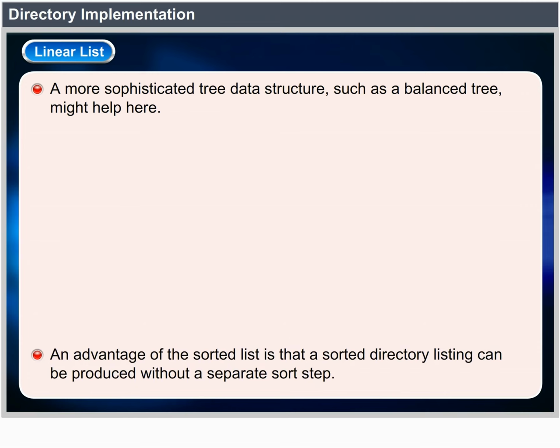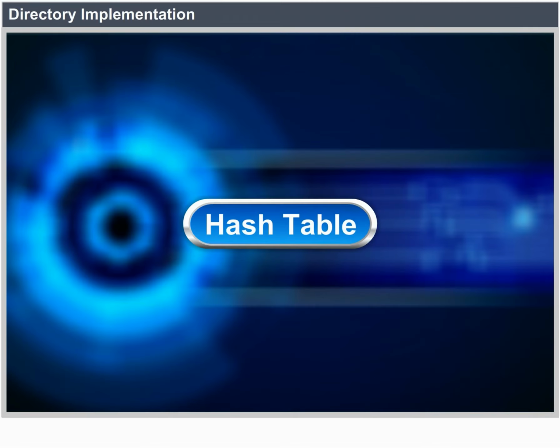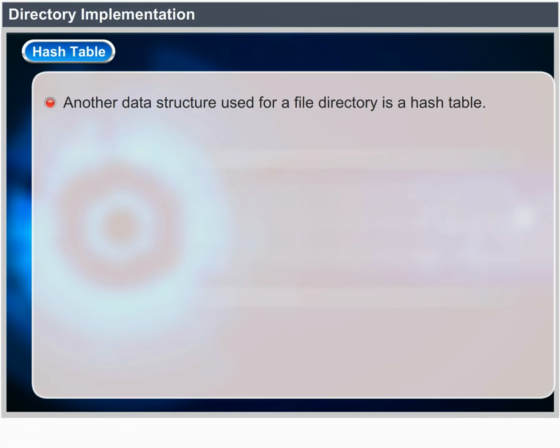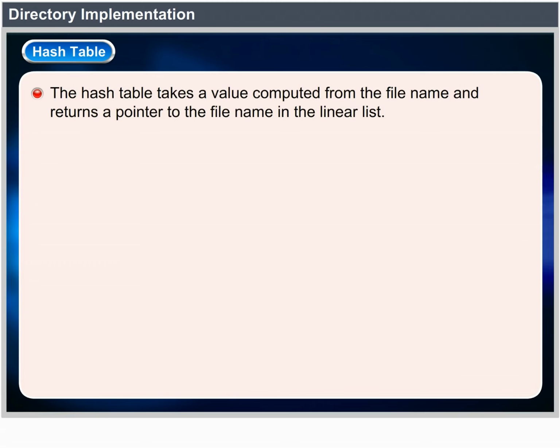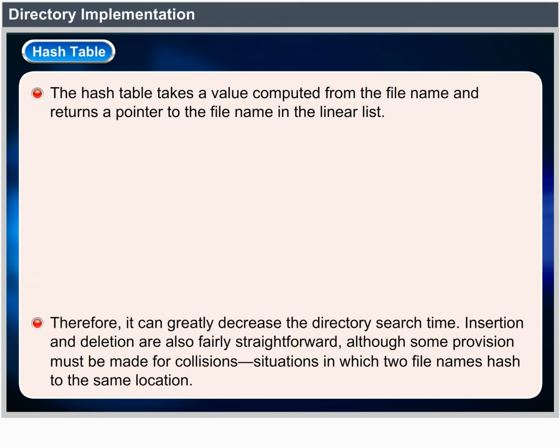Hash table. Another data structure used for a file directory is a hash table. Here, a linear list stores the directory entries, but a hash data structure is also used. The hash table takes a value computed from the file name and returns a pointer to the file name in the linear list. Therefore, it can greatly decrease the directory search time. Insertion and deletion are also fairly straightforward, although some provision must be made for collisions, situations in which two file names hash to the same location.